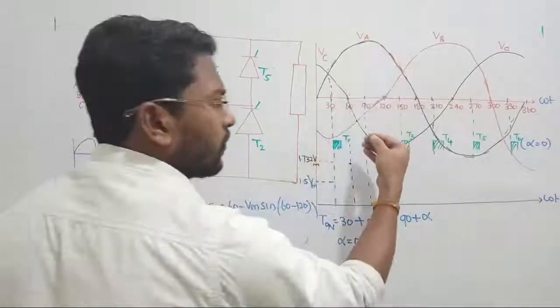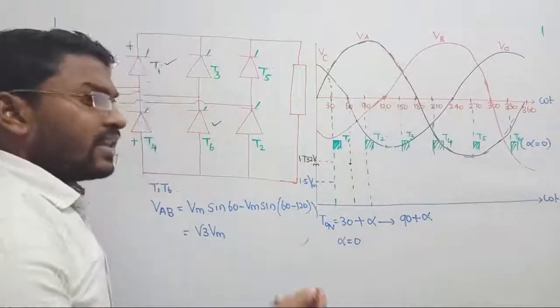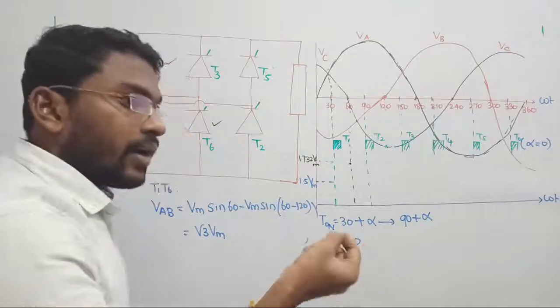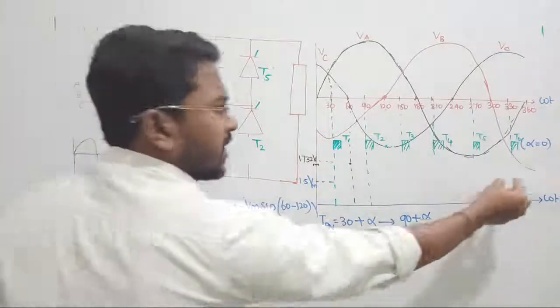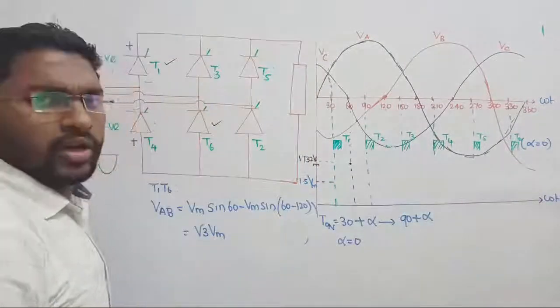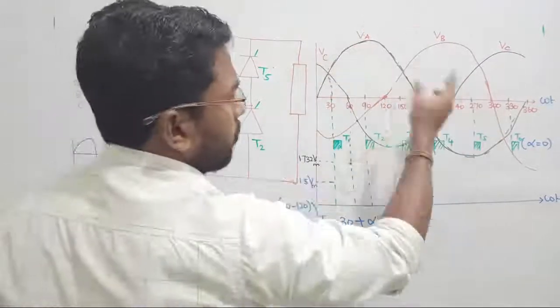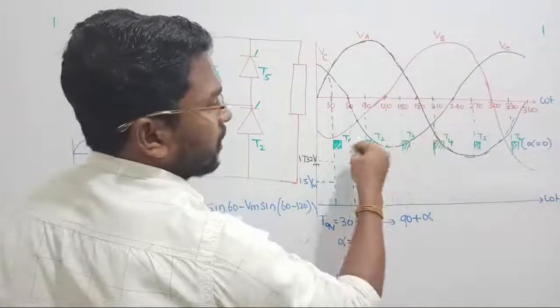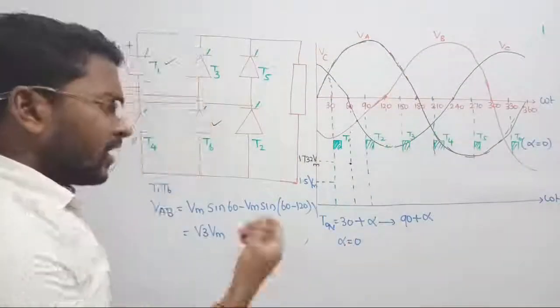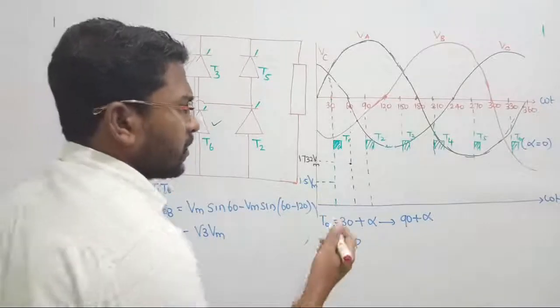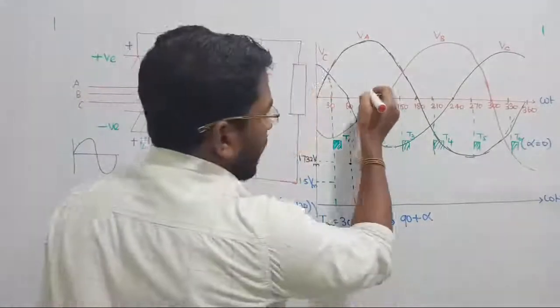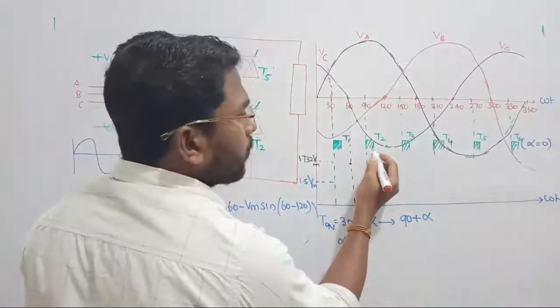From the waveform itself we can draw this, but at which point you trigger the thyristor is also important. In this case we are triggering the thyristor at alpha equal to 0 degree. So whichever changes come in the waveforms, the thyristor will turn on immediately. The conclusion is, at omega t equal to 90 degree, thyristor T2 will be triggered.